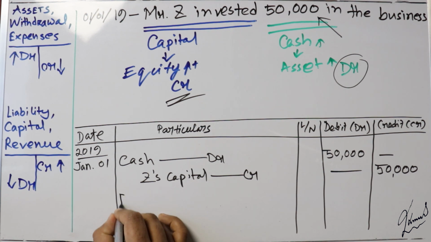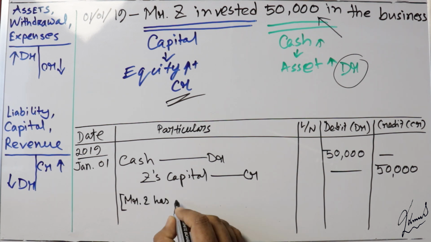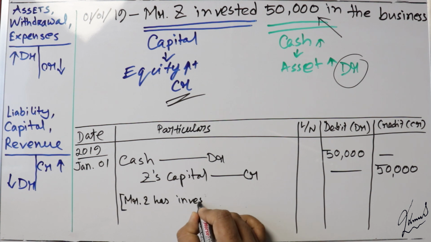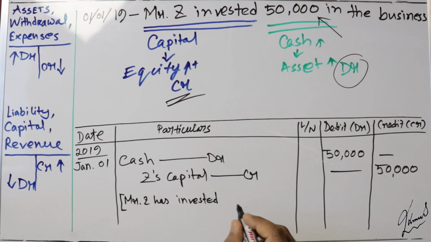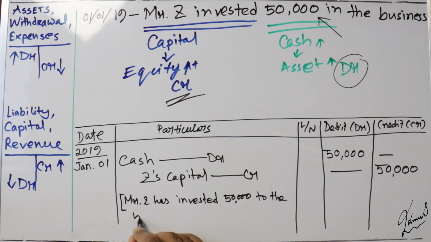Then for every transaction we have to put a short description or short note. It has to be very simple, understandable and informative. It has to have the information that is required. Here I am writing, Mr. Z has invested 50,000 to the business.